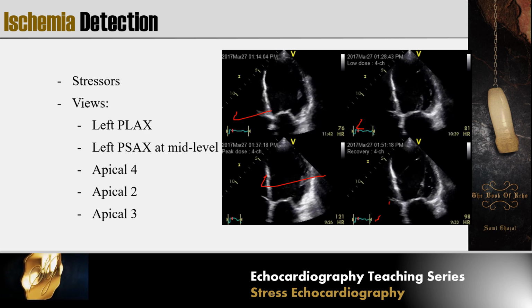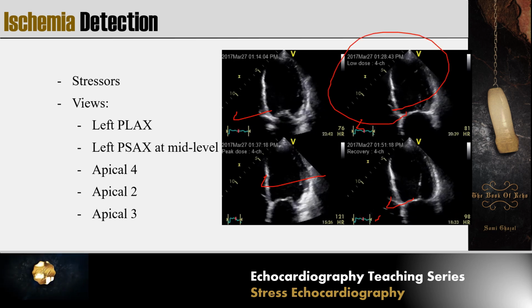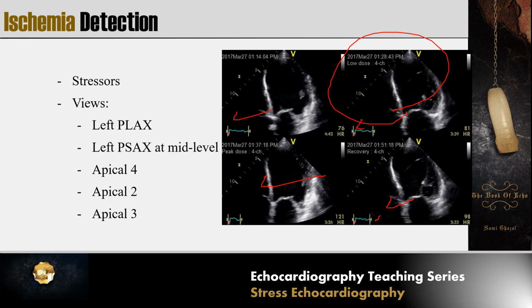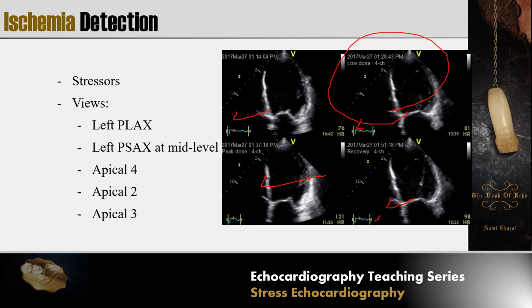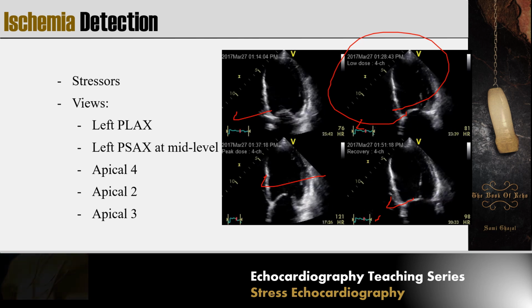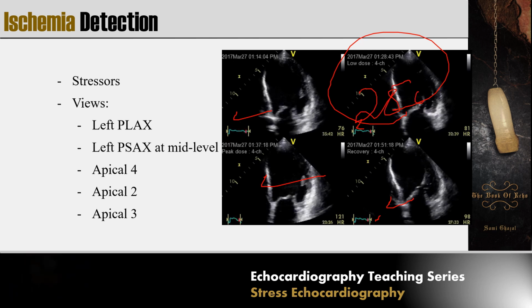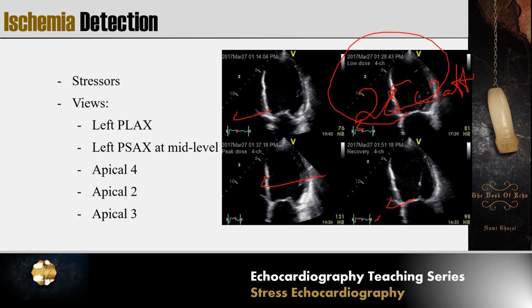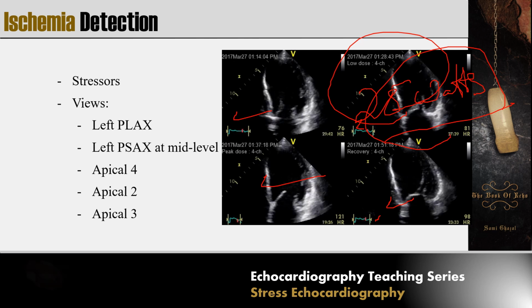In treadmill, however, you cannot use a low dose because the patient will exercise until he reaches target heart rate, and then you will take the images. So there is no low dose. However, in bicycle, there is a low dose. Around 25 watts is considered a low dose for exercise, so we can take the images at 25 watts.